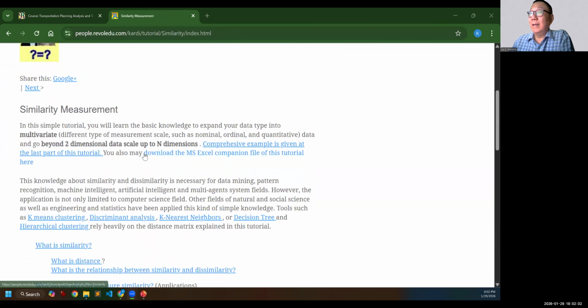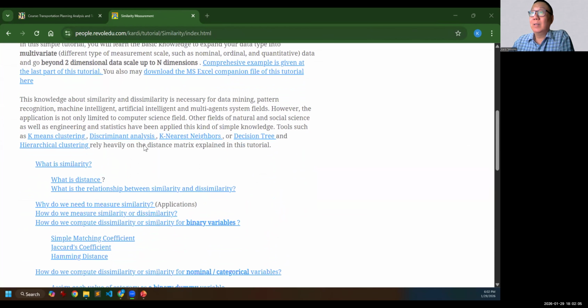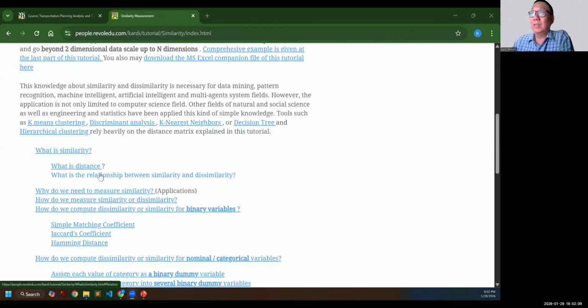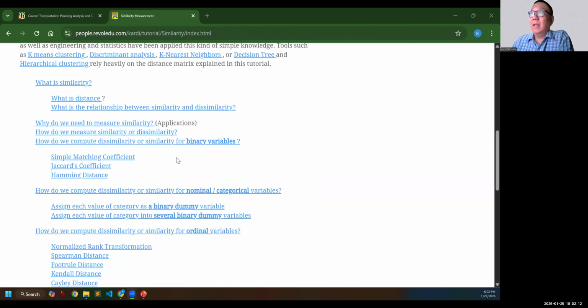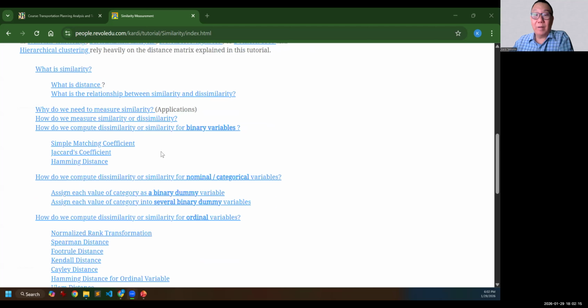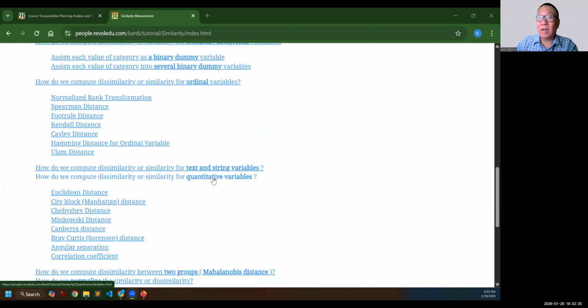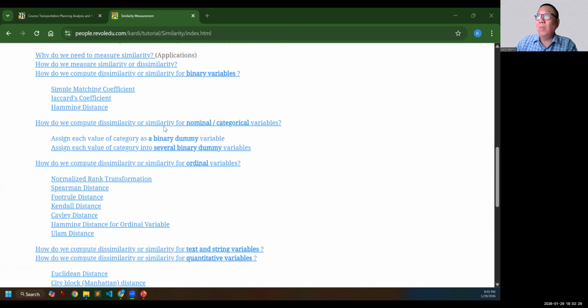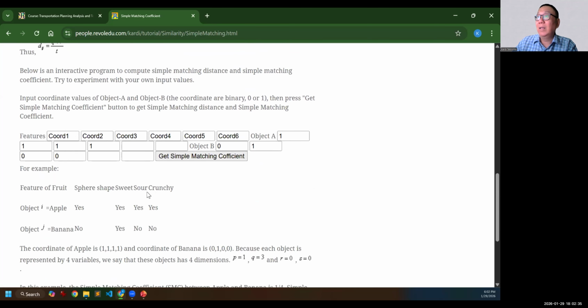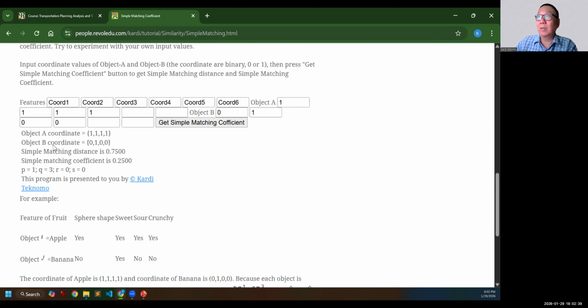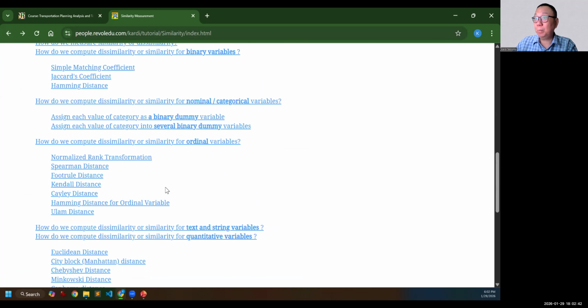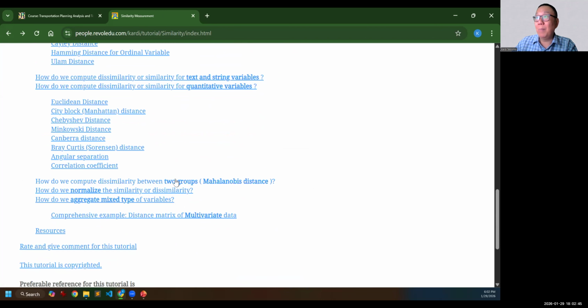Probably some of you were not born yet at that time. This represents the similarity measurement. I'm talking about what distance is, and what the relationship is between similarity and dissimilarity. And what happens if you have measurement scales of binary variables, nominal or category variables, ordinal variables, text, and quantitative variables. All of these have different types of distance, including the calculator here. This is the formula, and these are examples, so you can get the computation of the distance.